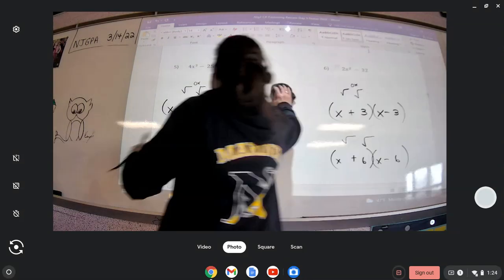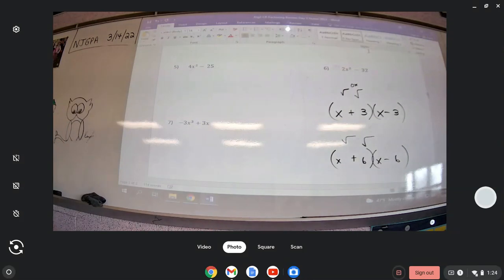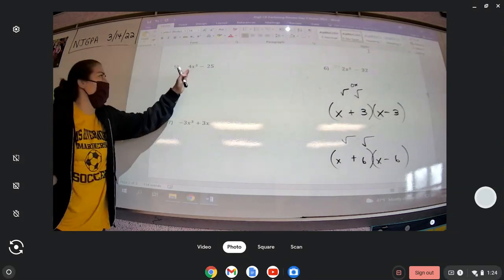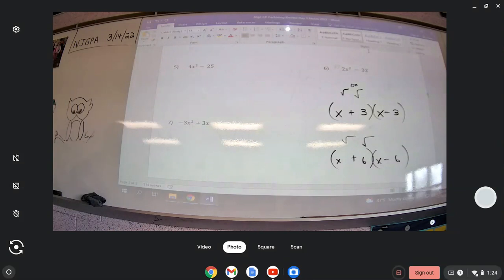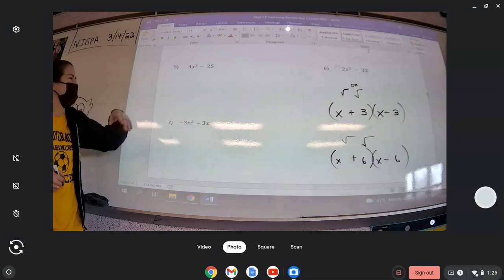All right, look at number 5. If we had to factor that, we're going to look for a what first? Does a 4x squared and a 25 have anything in common? No, they don't have a number in common other than 1. We don't count 1. And they both don't have a variable. So there's no GCF. It doesn't lead with a negative, so we're ready to factor this.